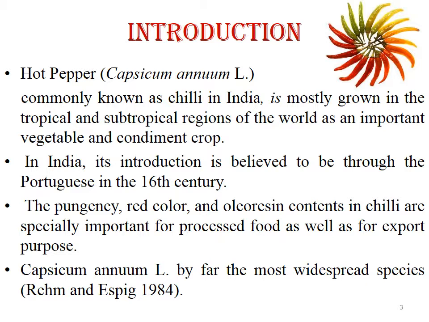In India, it was introduced, and believed to be through the Portuguese in the 16th century. The pungency, red color and oleoresin content in chili are especially important for processed food as well as for export purposes. Capsicum annuum is by far the most widespread species.